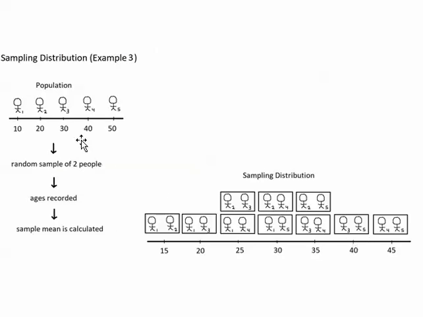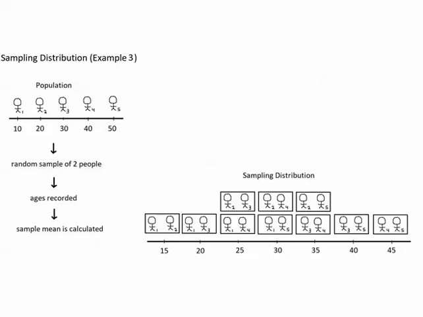In this situation, a person is taking a random sample of 2 people from a population of 5 people. The person is recording the 2 ages, and the person is calculating the mean of the 2 ages. In this situation, there are 10 possible samples. The actual sample that's selected will be one of the 10 possible samples. Each of the 10 possible samples has its own sample mean, and those 10 sample means are the sampling distribution. The sampling distribution in this situation is just the 10 sample means shown in this diagram.